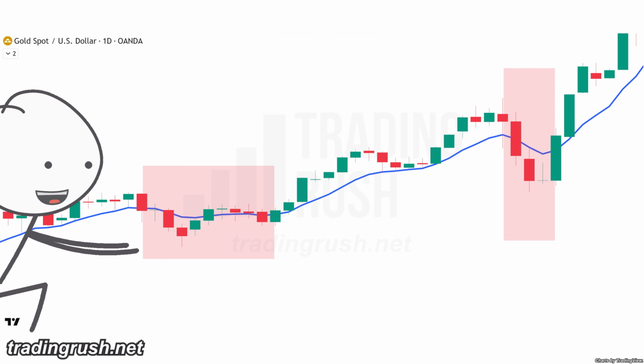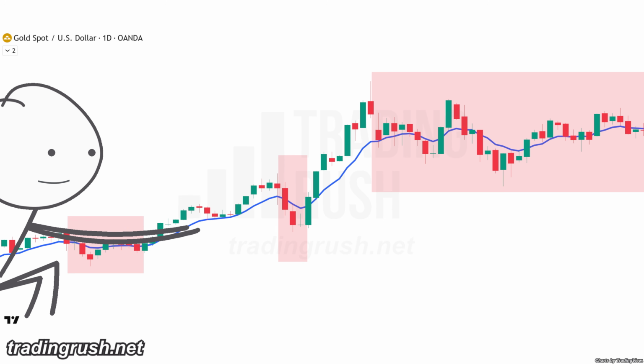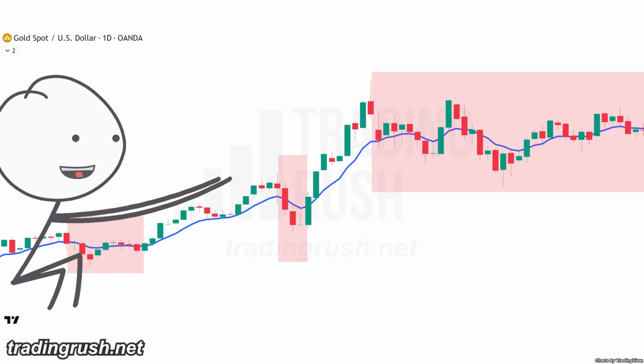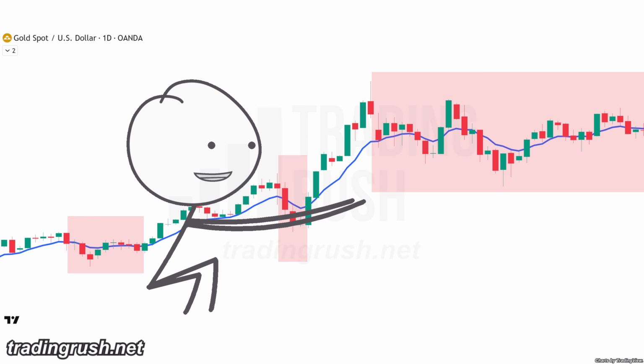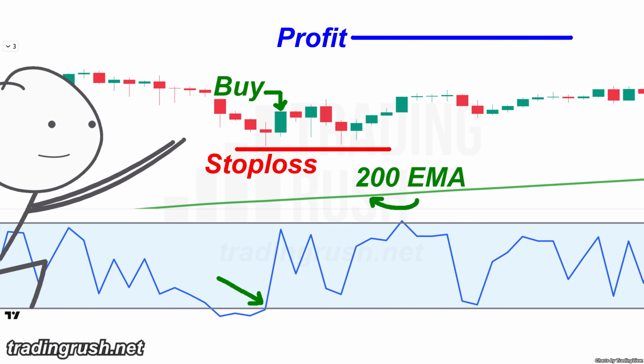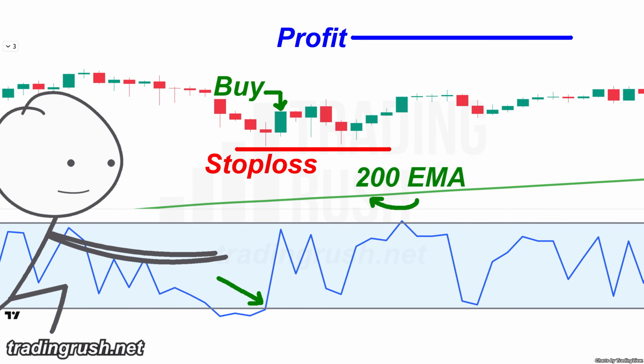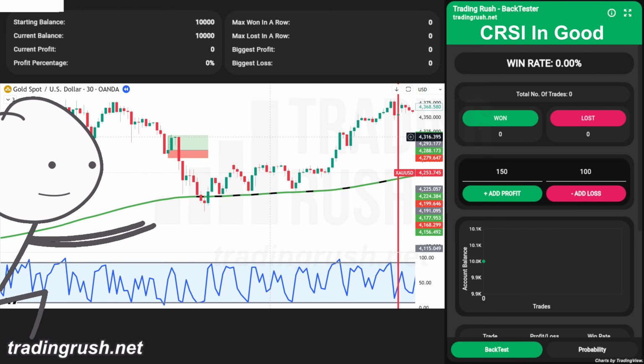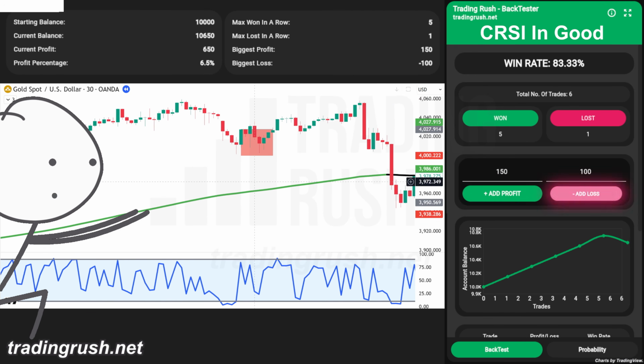I also drew red boxes around the bad market movement, but all this good and bad market filter was only done on the one-day time frame. My entry time frame, where I took trades with the RSI strategy, was 30 minutes. So, this is what happened in the extremely good market test.